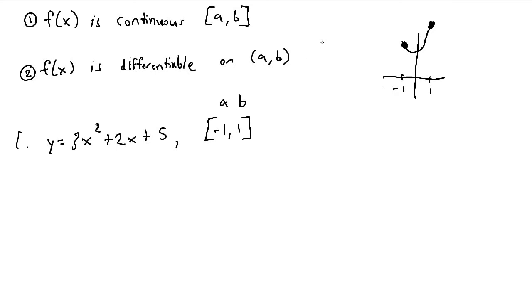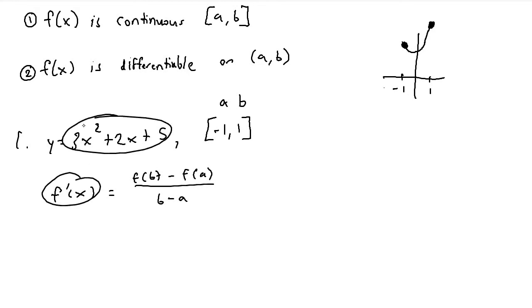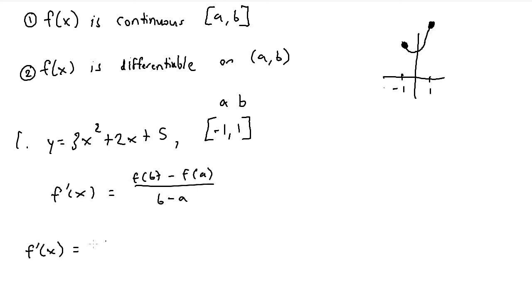So now that it has met both of the conditions, we can set the derivative, so f prime of x, equal to the average rate of change, or the slope, f of b minus f of a over b minus a. In order to find our derivative equation, we can just differentiate our y. So the derivative of 3x squared plus 2x plus 5, so f prime of x, or y prime, is going to be equal to 6x to the first plus 2.